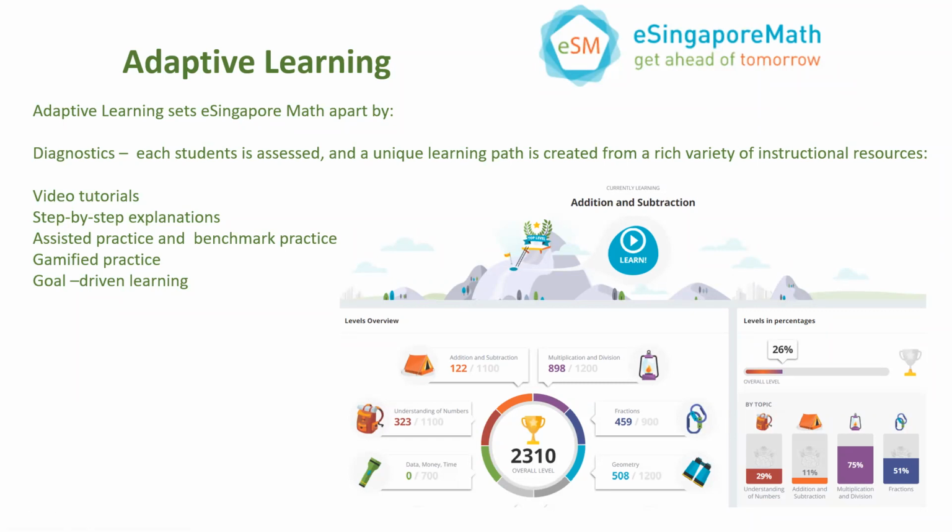video tutorials on every concept in all the grades. There are step-by-step, very clear explanations, and then once those lessons are given, we have both assisted practice, so there's a little support underneath it, and then we have benchmark practice where we find out if the students can complete the problems independently. We then have gamified practice, lots of games, which I'm excited to show you a few more of. And then if you look here, the students have goal-driven learning. They can earn icons and trophies, and they can also see mathematically how they're doing through a percentage, a bar graph percentage.